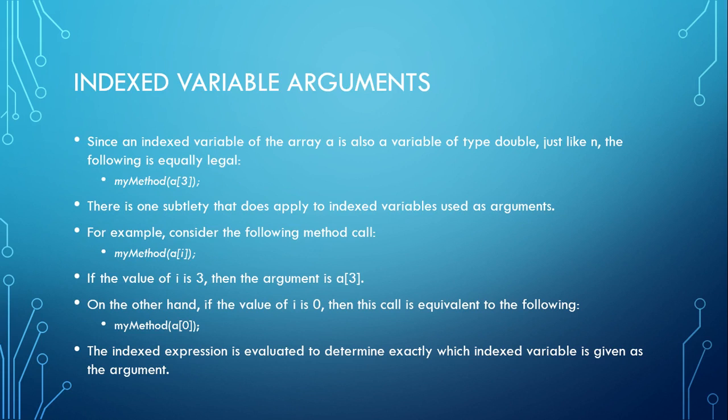So if you're going to substitute in a variable argument, like for example myMethod(a[i]), then what you have to do is take whatever the current value of that variable is. So if i was, let's say, 10, then a[10] would be evaluated.